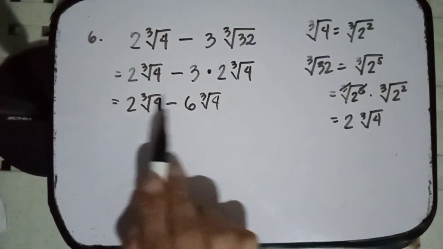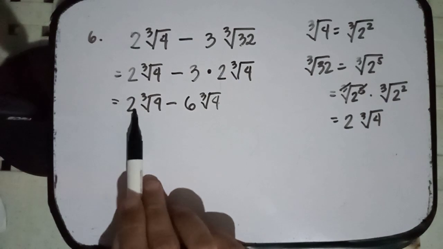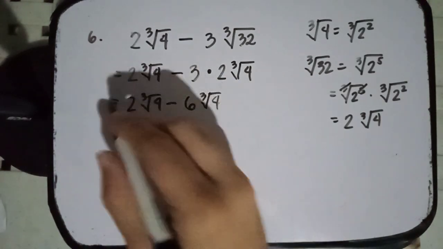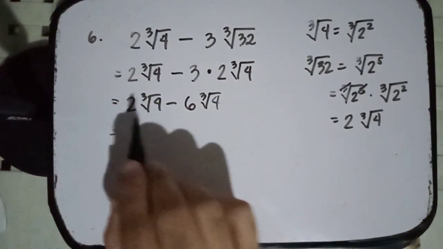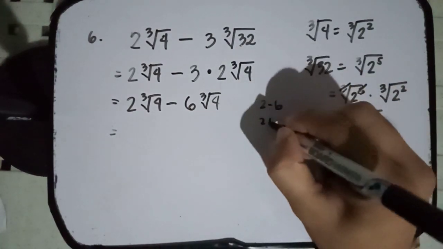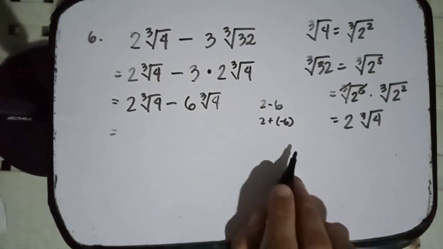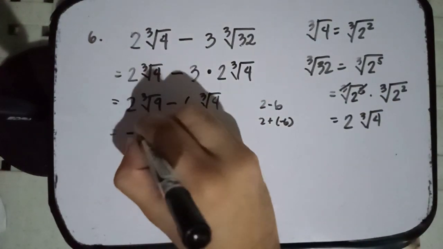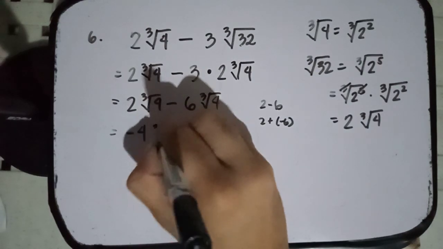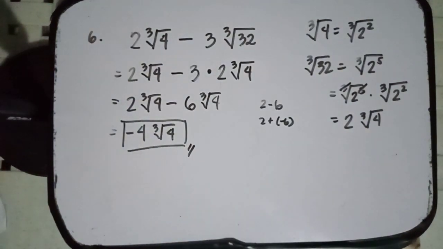So, as you can see, pares na po yung radicals. So, pwede na nating pagsamahin tong dalawa. So, 2 minus 6 or 2 plus negative 6, diba? So, 2 minus 6, 2 plus negative 6 po yan ang ibig sabihin. Diba? This is equal to negative 4. So, negative 4 cube root of 4. So, ito po yung sagot.